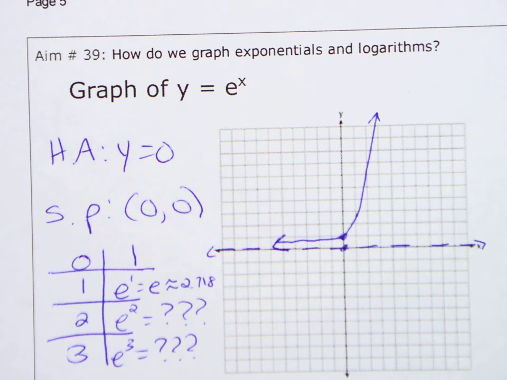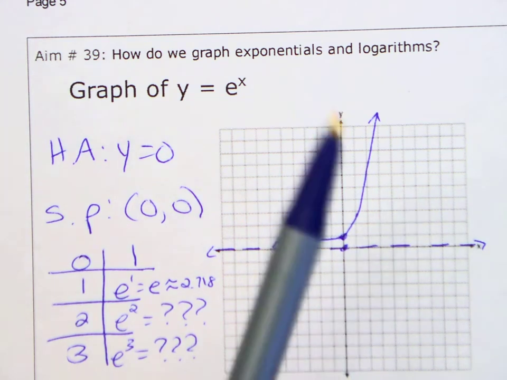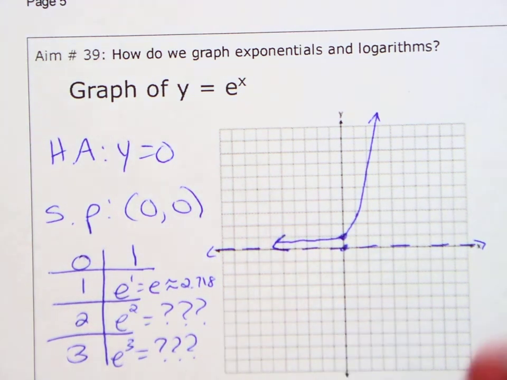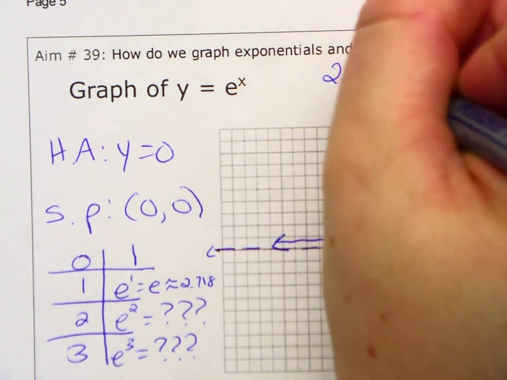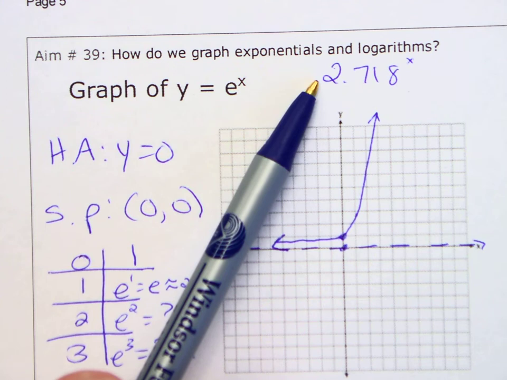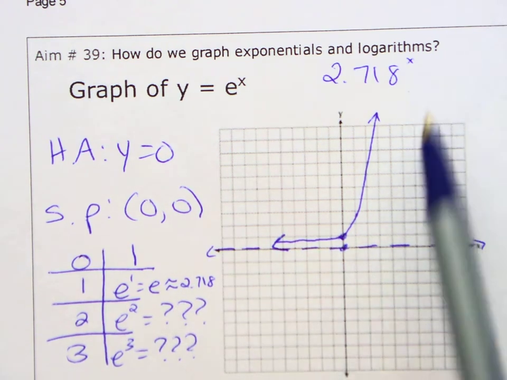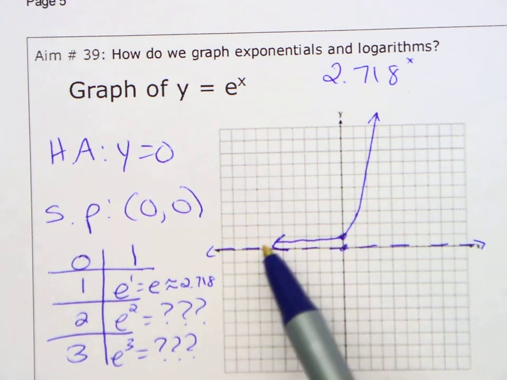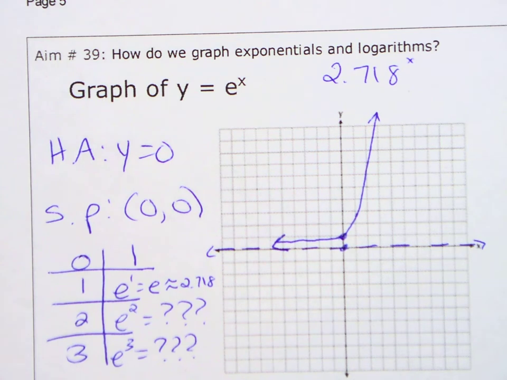So you can estimate, but all you really need to remember is e is really like 2.718 to the x. So it's somewhere between 2 to the x and 3 to the x. So you're just really plotting that one point and drawing an exponential as best you can. We're not doing anything crazy with this. All right? So we're done. That's it.